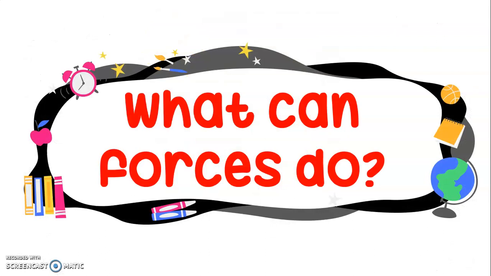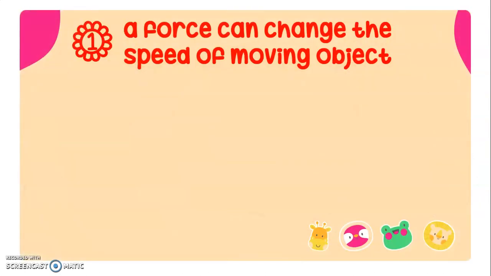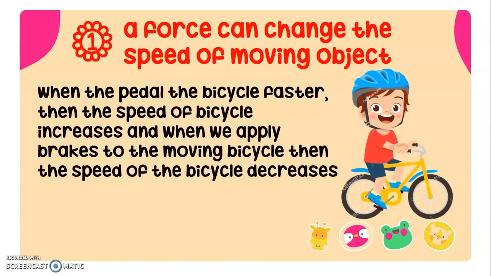Okay, now what can forces do? First, a force can change the speed of moving objects. When the pedal of the bicycle moves faster, the speed of the bicycle increases, and when we apply brakes to the moving bicycle, the speed of the bicycle will decrease.